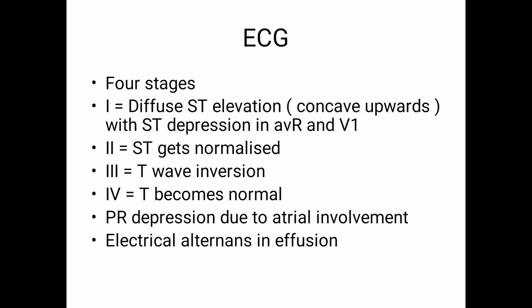The ECG of a patient with pericarditis goes through 4 stages. In stage 1, there will be diffuse ST elevation, which is concave upwards. Remember, in MI it is convex upwards. Concave upwards ST elevation diffusely with ST depression in aVR and V1. This is the first stage. In the second stage, the ST elevation comes back to normal. In the third stage, the T wave goes into inversion. And in the fourth stage, the T wave becomes normal. In addition, the patient can have PR depression due to atrial involvement and electrical alternans if the patient has developed effusion.